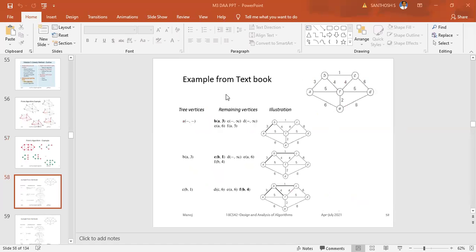Okay, so this is the book we have taken the example from, the textbook. So what is the example we have taken? This is the graph. It's a very important problem. Kindly concentrate on this problem, because this problem is prescribed from the textbook.